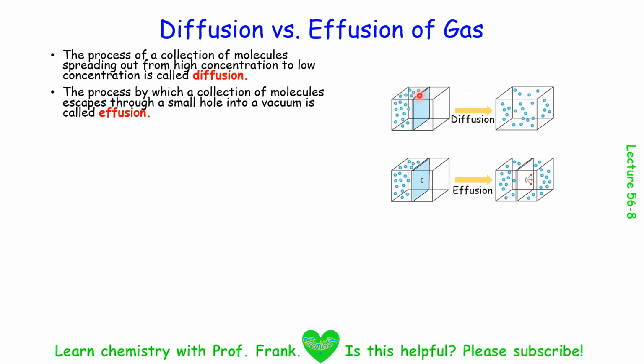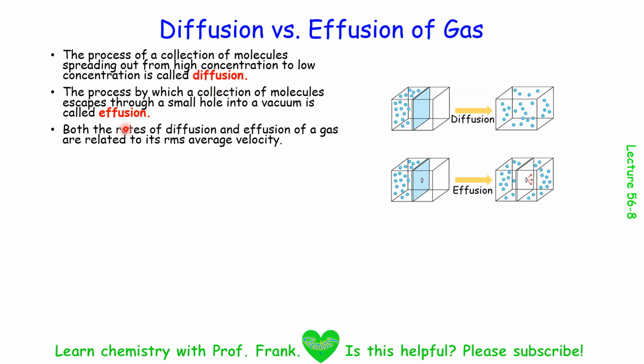And here, after that divider is removed, all the gas particles are free to travel to the right part of the container. So there's no restriction. But that's diffusion. But effusion, no. The gas particles can only pass through that tiny hole, traveling from the high concentration zone to the low concentration zone. So that's the difference between diffusion and effusion.